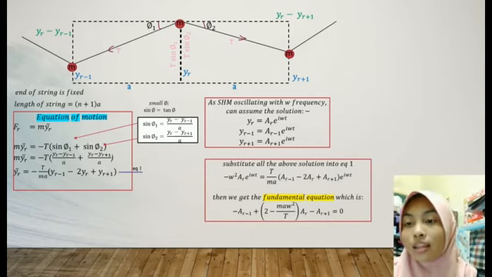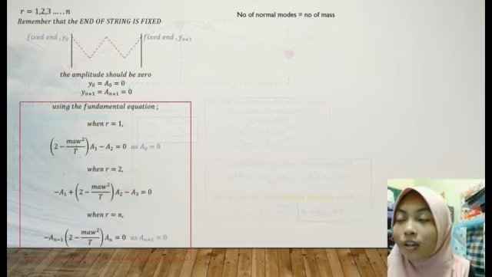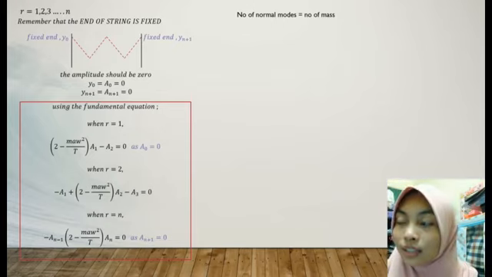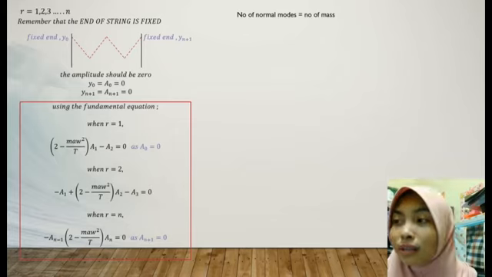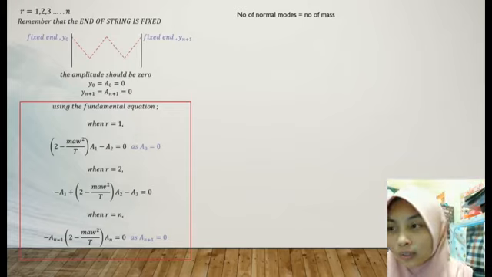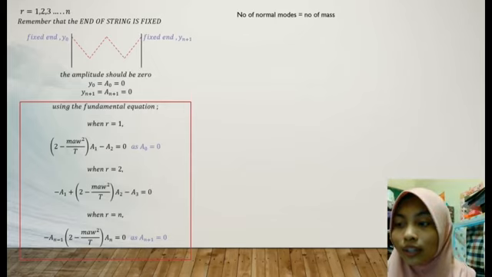What we get from that is the fundamental equation, which we're going to use in this part. Always remember that the ends of the string are fixed. Looking at the figure, the first fixed end is y naught and the last fixed end is y n plus 1. When it is fixed, it means there is no amplitude there, so the amplitude should be 0. So y naught equals a naught equals 0, and y n plus 1 equals a n plus 1 equals 0. By using the fundamental equation just now, I will substitute r equals 1, 2, until n.